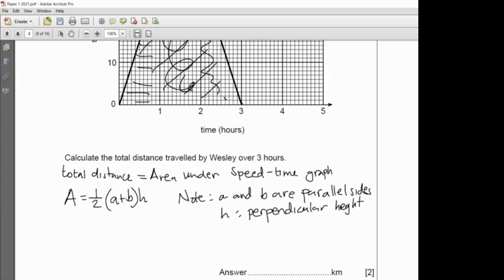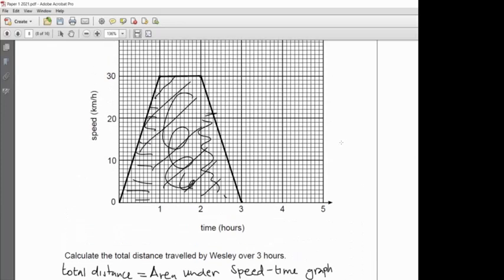Okay, so we just need to figure out what is A, what is B, and then we multiply that by the perpendicular height. Now our A, the A at the bottom over here, this is 3, and then B at the top. So you can see it starts at 1 and then goes to 2. So you just say 2 minus 1. So at the bottom here, we have 3. At the top here, because those are the 2 parallel sides, we have 1. And then our perpendicular height starts from the top and goes all the way down. So that is 30. So A is 3, B is 1, and the perpendicular height is 30.